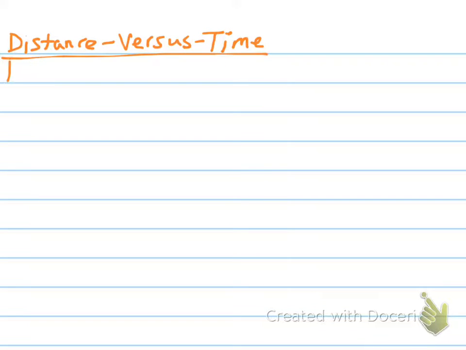Taking a look at the speed, or sorry, not speed, we already did that. The distance versus time. That's figure 4.12 in your notes. Again, I should be able to pull that up for us.